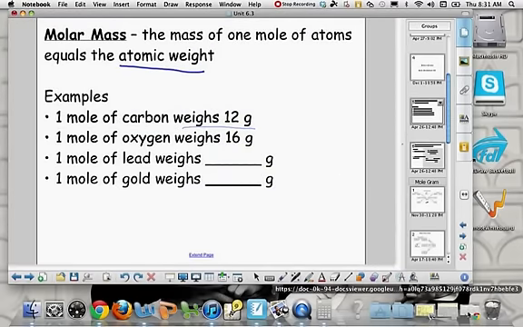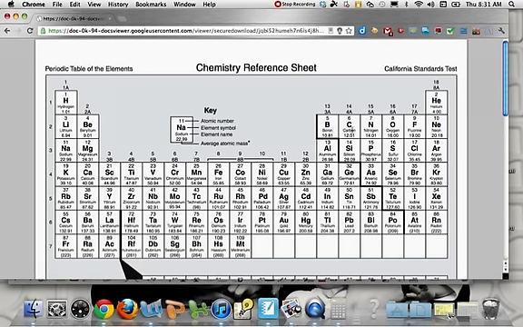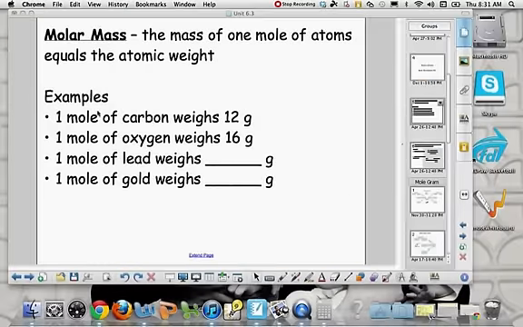Like we said, this is the mass from the atomic weight. So what do I have to look at? I have to look at the periodic table. When I look at the mass for carbon, here it is. Carbon has a mass of 12.01 grams, or AMU. This is the mass of 1 mole. So a mole of carbon is equal to 12 grams of carbon.